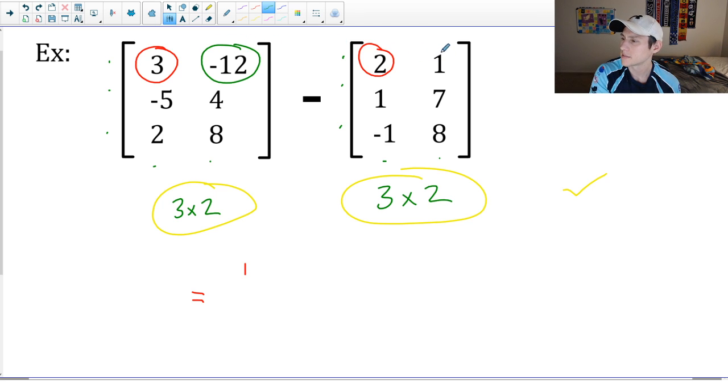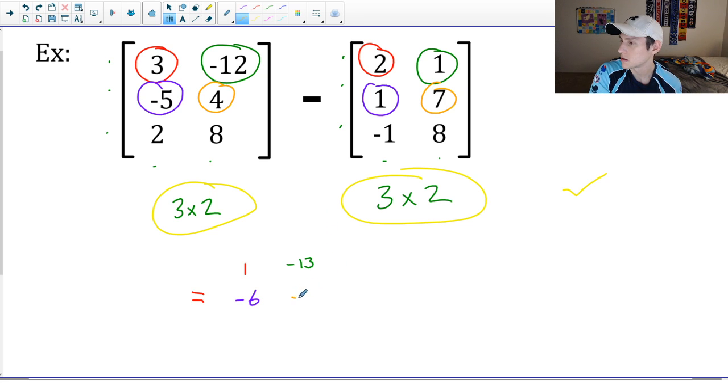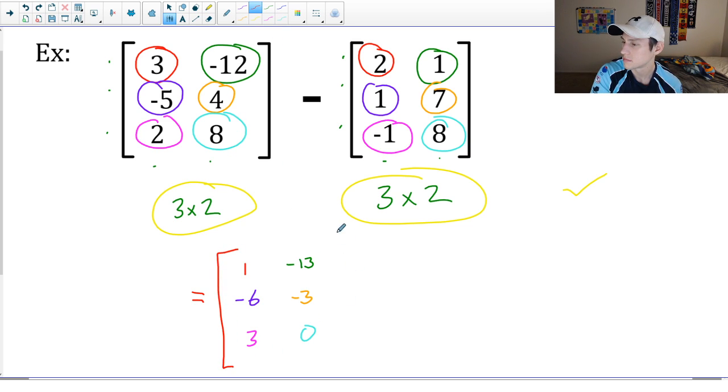Or negative 12 minus 1. That would be negative 13. Or negative 5 minus 1, negative 6. 4 minus 7, negative 3. 2 minus negative 1, so that's 2 plus 1, that would be 3. And then 8 minus 8 would be 0. So we just match them up. Very intuitive, very straightforward.